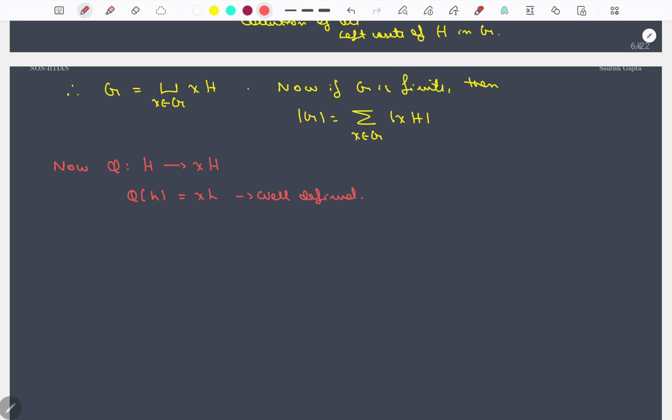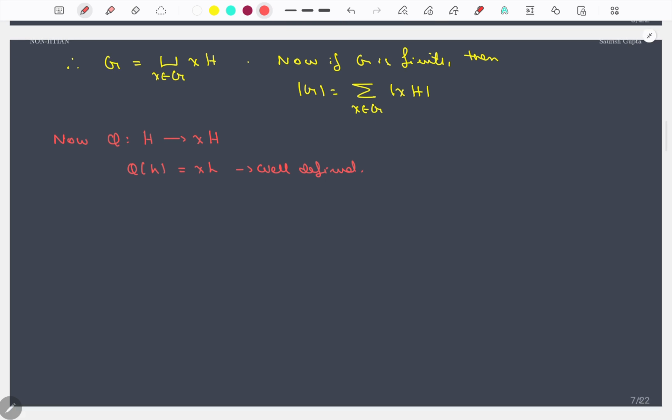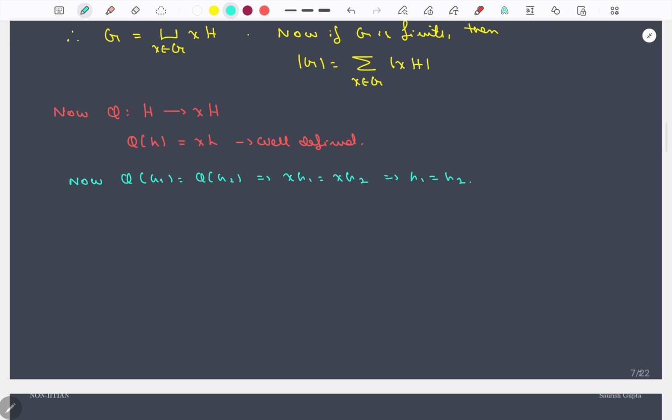Now is it injective? Now observe that if phi of h1 is equal to phi of h2, that would imply x times h1 is equal to x times h2, but by cancellation h1 is equal to h2, because you can cancel out elements by multiplying with inverses.